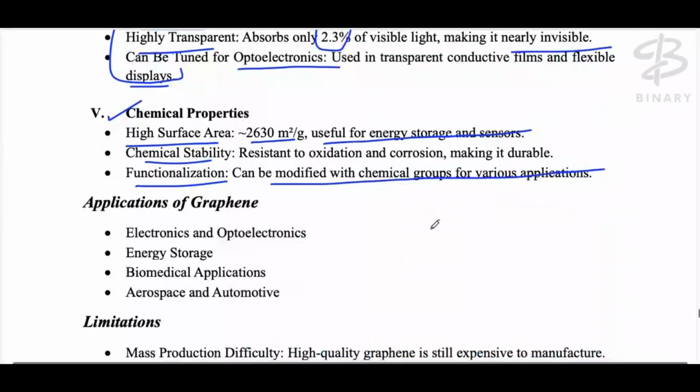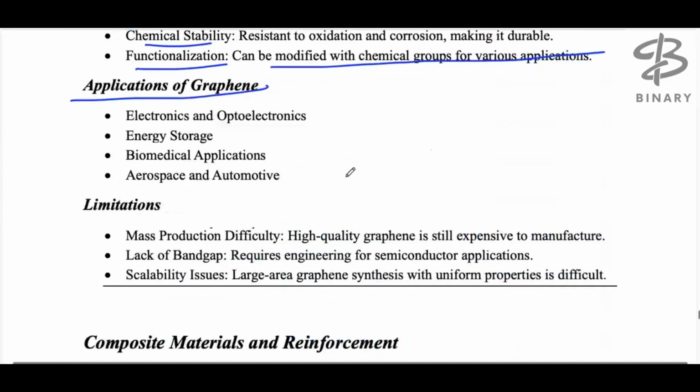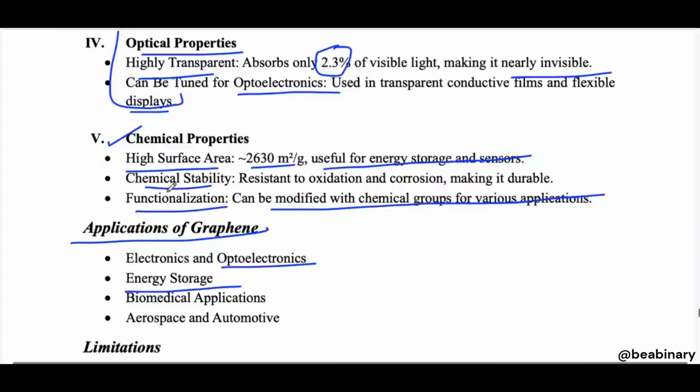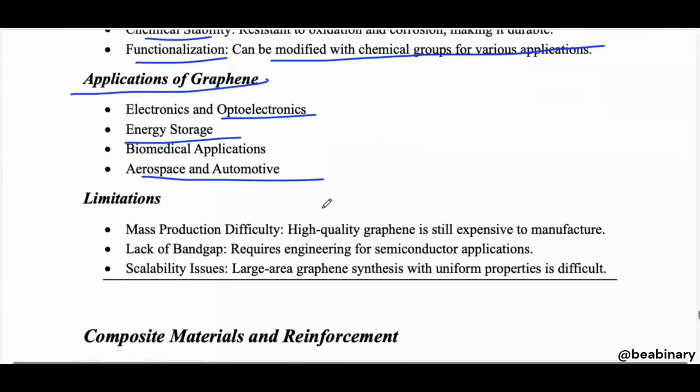Application of graphene. And what are the applications? Obviously, they have very high advantages. That's why we can use it in very different sectors: electronics and optoelectronics, which is very obvious, and energy storage. Why? Due to its high surface area. Also biomedical applications, aerospace, and automobiles.